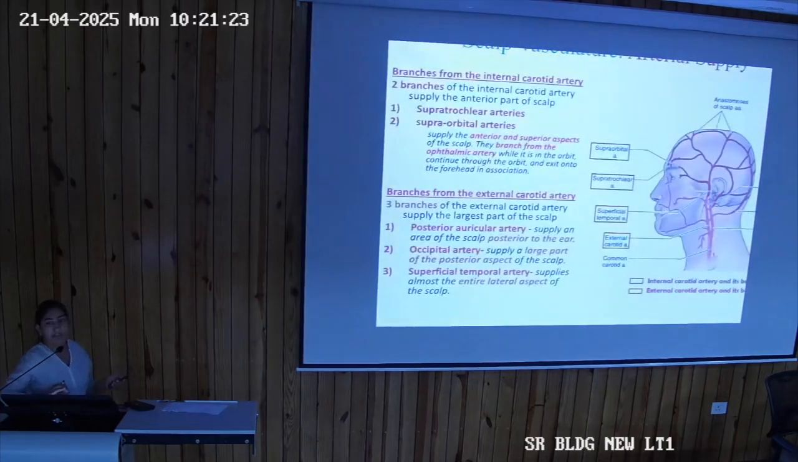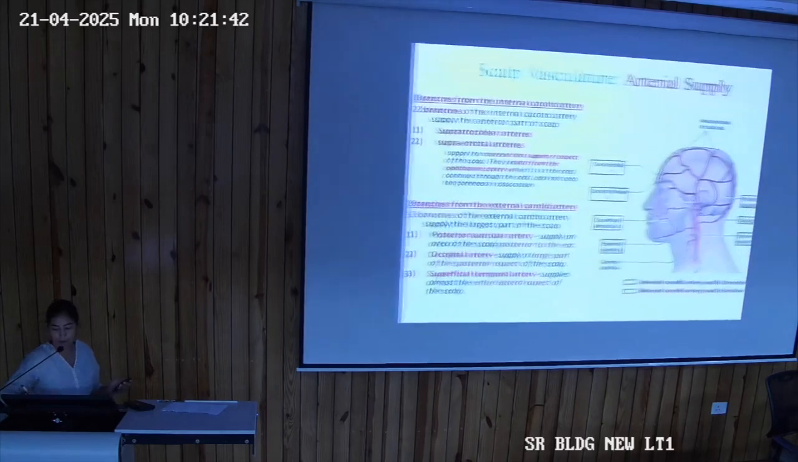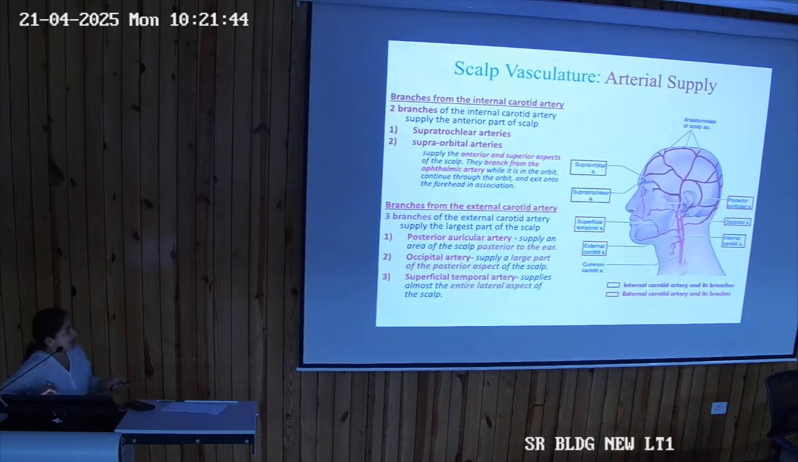Next, coming to the branches of the external carotid artery. External carotid and internal carotid are both branches from the common carotid artery. The external carotid artery gives the posterior auricular artery, occipital artery and superficial temporal artery. These are the names of branches which are supplying the scalp. Here we can easily see this is the superficial temporal artery, a branch from the external carotid artery. Then this one going posteriorly is the occipital artery, and this is the posterior auricular artery, which is going behind the auricle.